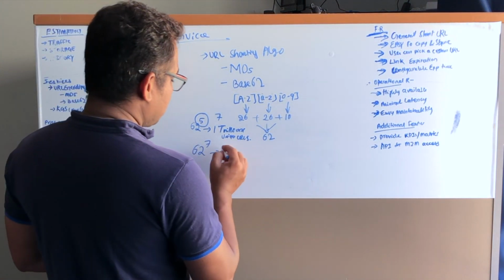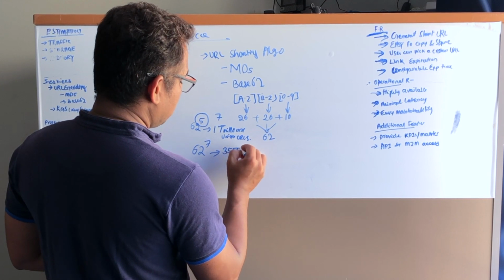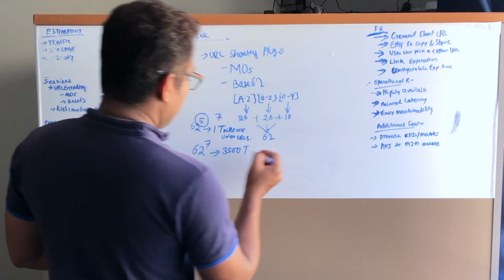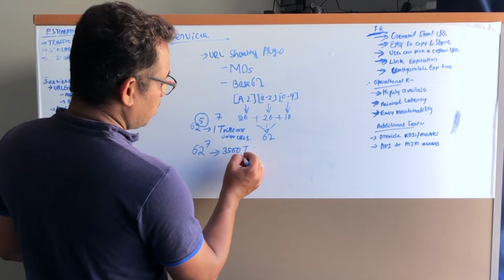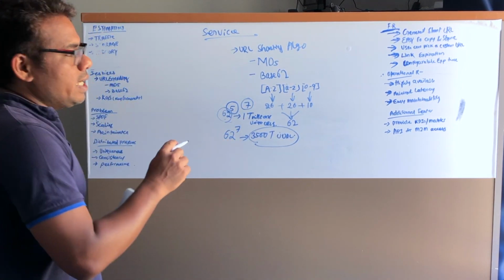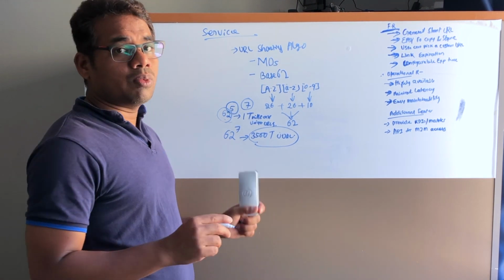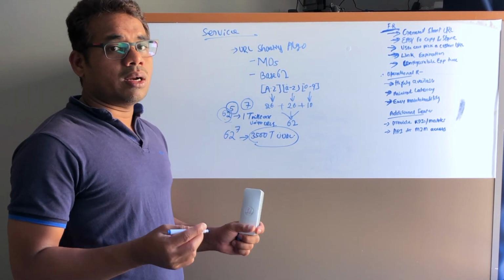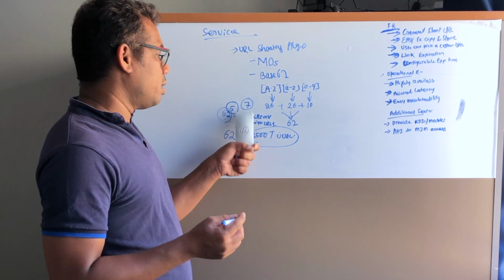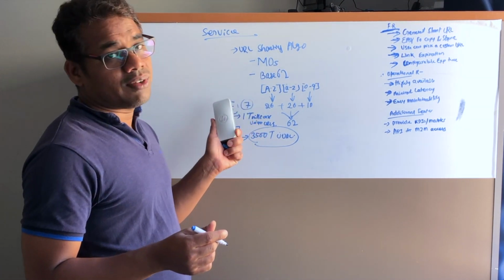So 62 to the power 7 will be somewhere around maybe 3,500 trillion. Okay, it's trillion. So that's how many trillion unique URLs, right? Then how many years can this service last? Because every time we send any URL, that URL has to be shortened with a unique URL that has to be 7 characters in length.